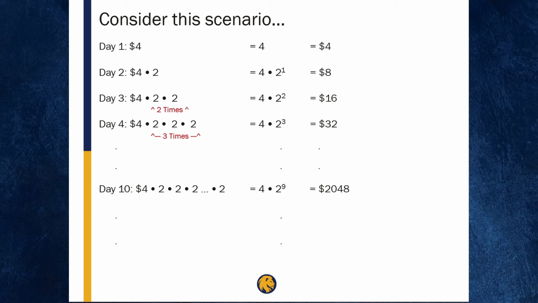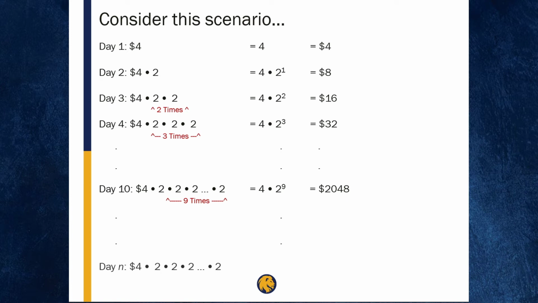Well, if we follow the pattern, day 2 was just one 2. On day 3 there were two 2's. On day 4 there were three 2's multiplied. On day 10 there would be nine 2's multiplied together. So that would be the same as 4 times 2 to the 9th power, which is 2048.